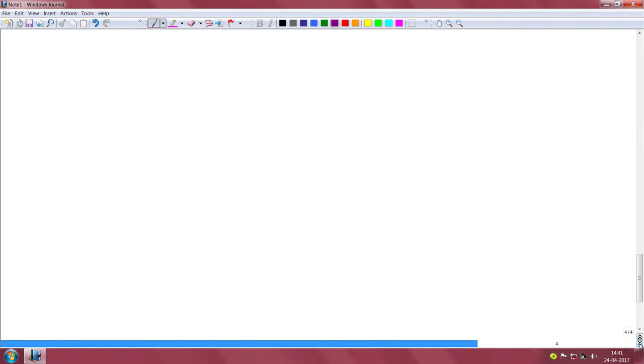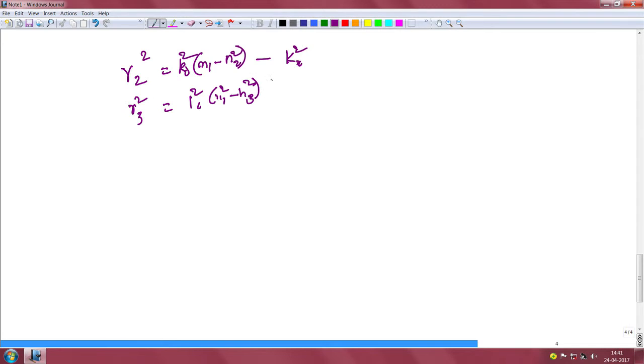Now, let me quickly put down the definitions for the decay constants. Gamma 2 squared is n1 square minus n2 square into K0 square minus Kx square, and gamma 3 decay constant in the region 3 is K0 square n1 square minus n3 square minus Kx square. This is also for the second and third regions. So, both contain Kx.